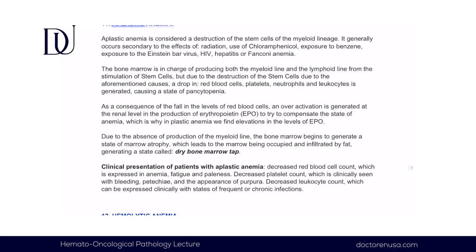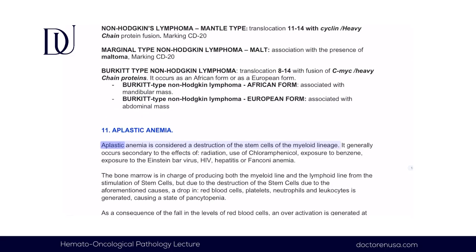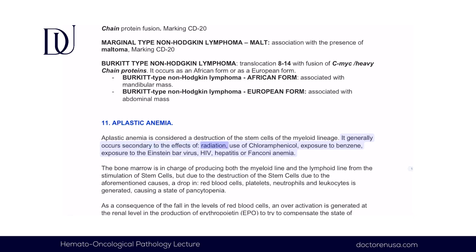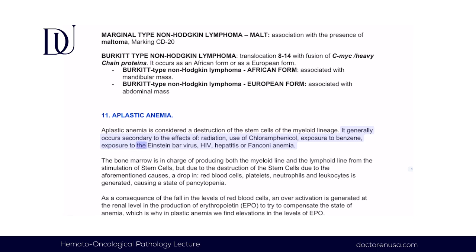11. Aplastic anemia. Aplastic anemia is considered a destruction of the stem cells of the myeloid lineage. It generally occurs secondary to the effects of radiation, use of chloramphenicol, exposure to benzene, exposure to the Epstein-Barr virus, HIV, hepatitis, or Fanconi anemia.